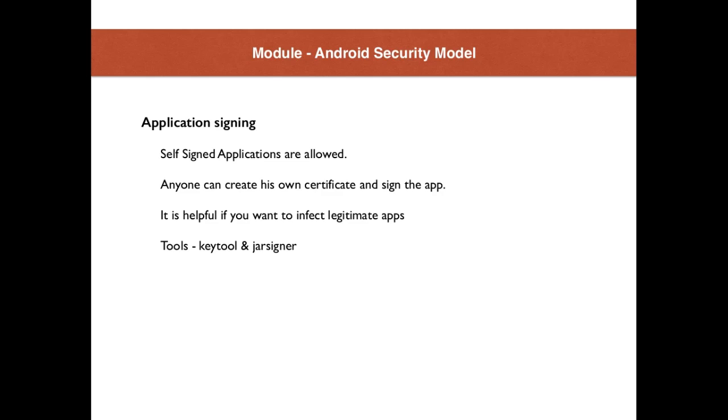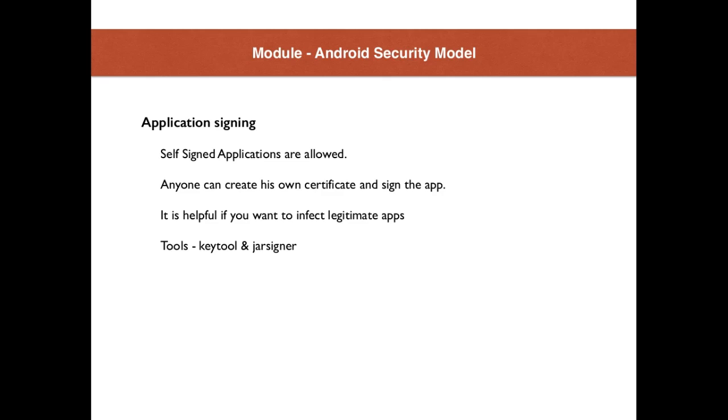In Android, self-signed applications are allowed. If you take iPhone applications as an example, you cannot sign iPhone applications with your own self-signed certificate, and you cannot upload them onto the iOS App Store. Because you need to sign it with an Apple provided certificate and then upload it onto the App Store. But in case of Android, you can sign your application with a self-signed certificate and you can upload it onto the Android App Store and Android market.